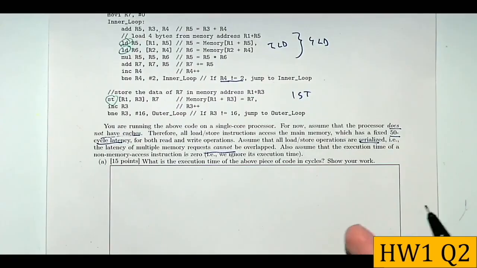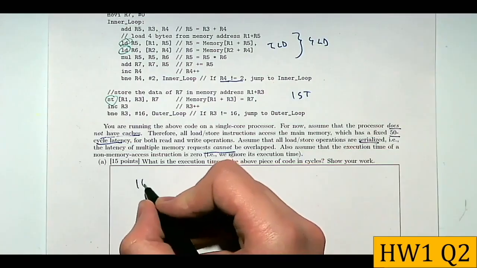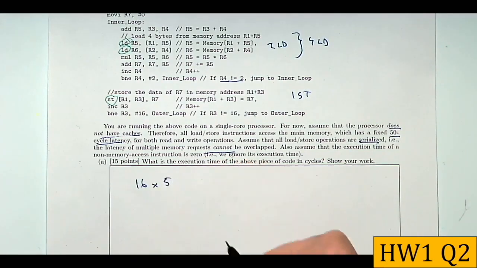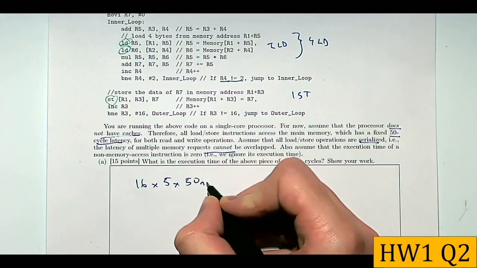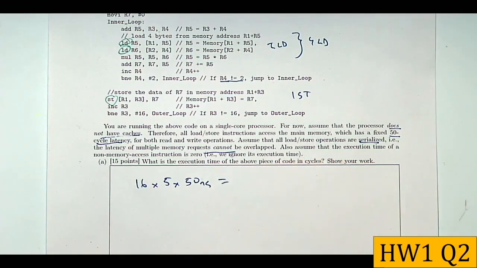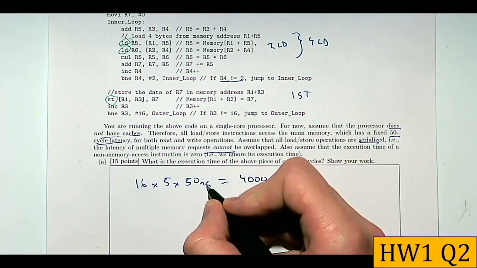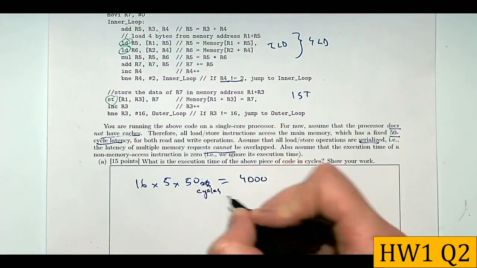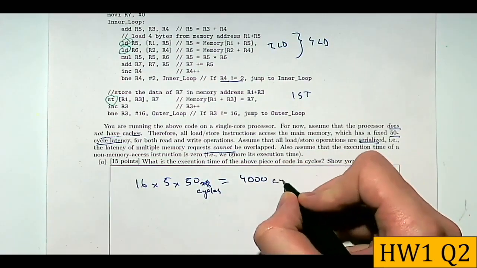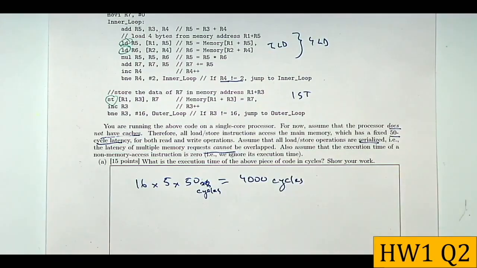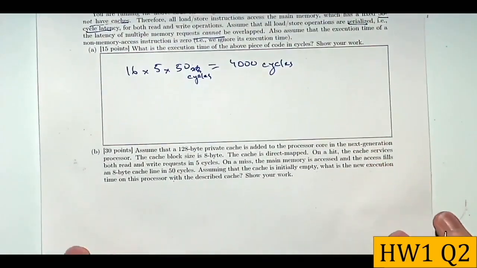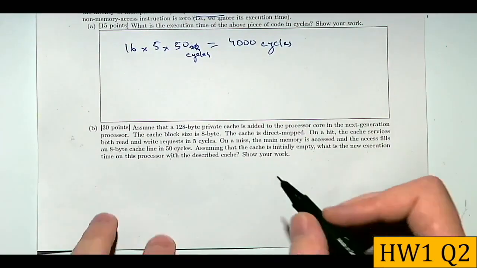Okay, and then the answer of this first part is pretty easy, right? So we have 16 outer loop iterations. We do 5 accesses, and each access takes 50 cycles. Sorry, this is cycles, not nanoseconds. And the answer will be 4,000 cycles. Okay, this part is pretty easy, right? Any questions on this?